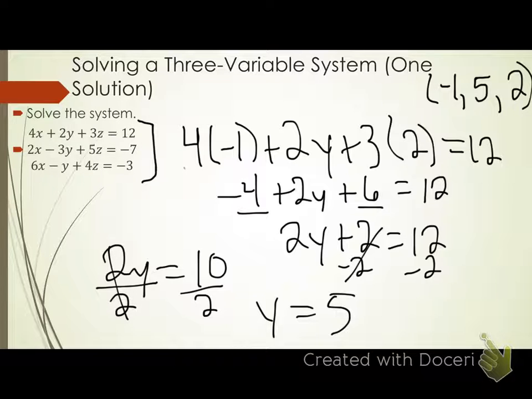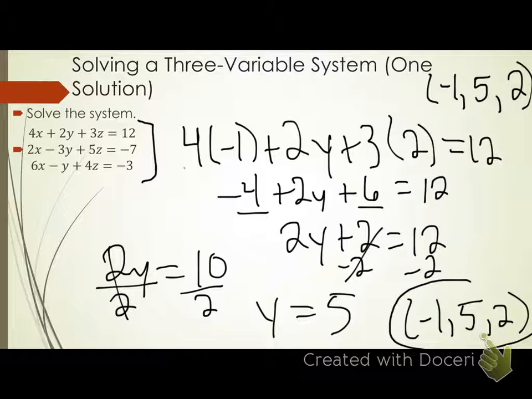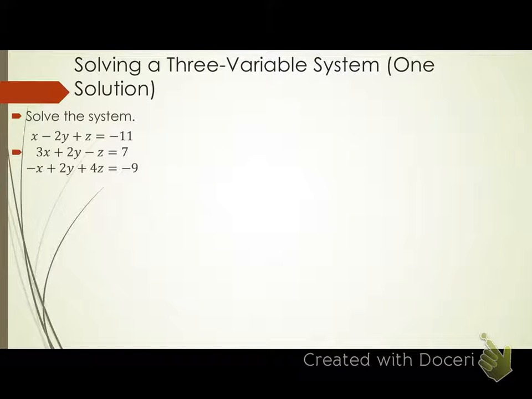So I now know my ordered triple. The solution to this system of equations in three variables is the ordered triple negative 1, 5, 2. Yesterday we checked our solution. Today it's already a lot of work as it is, so I'm not going to make you check your solution today on these. I would just end there because I solved my system and found my ordered triple. So let's move on and do another example.